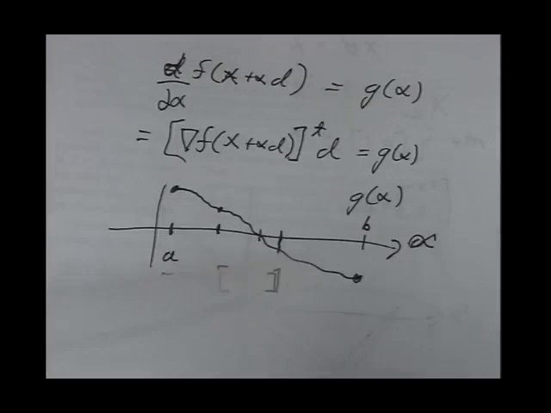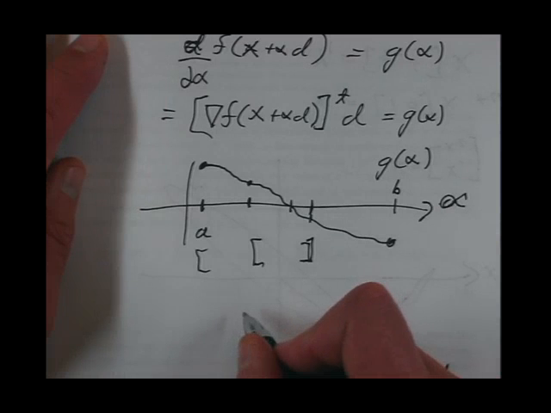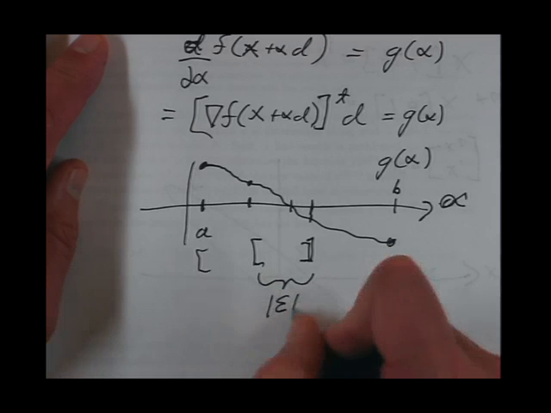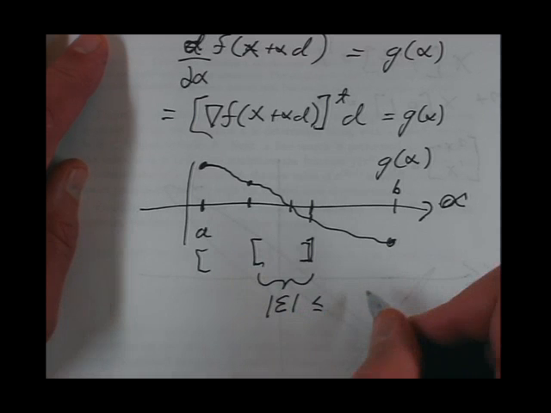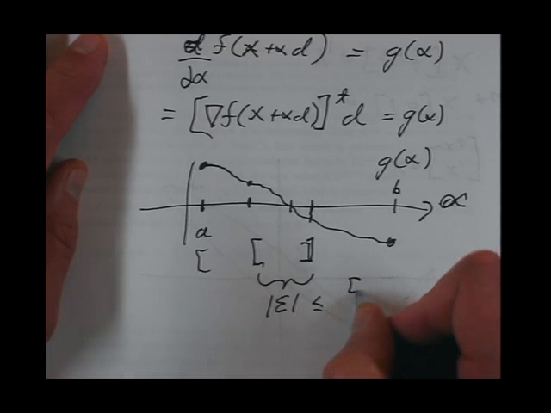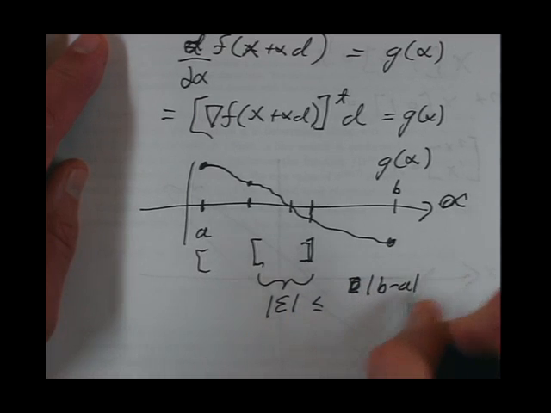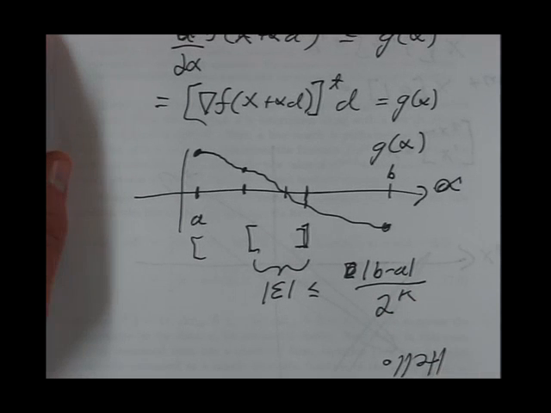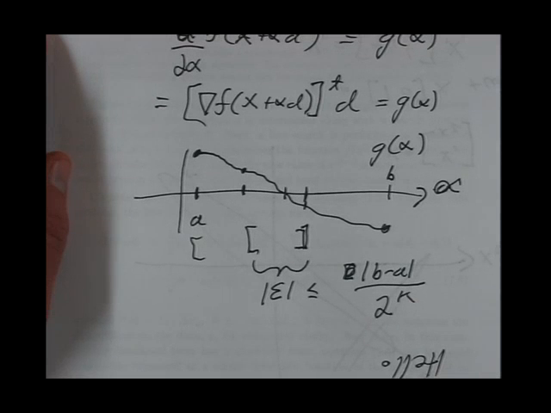But the bottom line is this. There's two very important things here. The first thing is really very important, which is that the uncertainty of the interval epsilon is going to be less than the absolute value of b minus a over 2 to the k. Because every time I do one of these interval searches, I reduce the size of the interval by a factor of 2. So if I do it k times, then the interval size is the original interval size divided by 2 to the k. So that's fine.